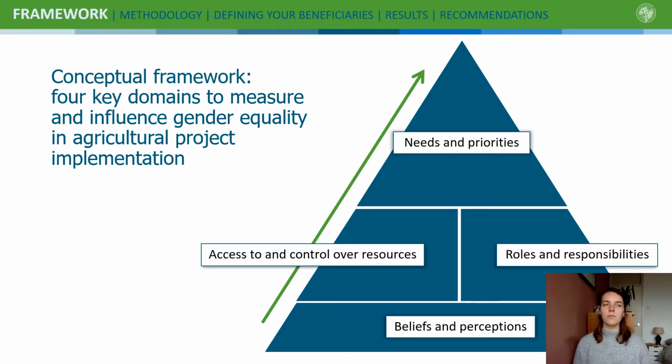With beliefs and perceptions, I refer to the cultural context that you're working in as a project. So they include one's norms and values, and also refer back to the norms and values influencing the gender relationships between men and women. Access to and control over resources and the farmer's roles and responsibilities tell you something about the farmer's needs and priorities. And this is the information that you will need to adaptively design your project.